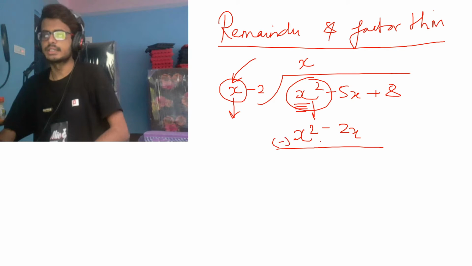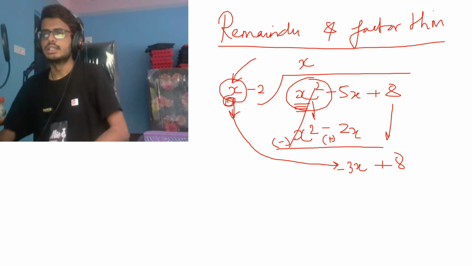You just subtract these two. So when you subtract these two, this thing will cancel off. This thing will be minus 3x. Minus 3x, you bring down the plus 8. Now again check this value and this value, right? So x multiplied by what number will be equal to minus 3x? So it will be minus 3, right? So when you multiply x with minus 3, you get minus 3x, right?